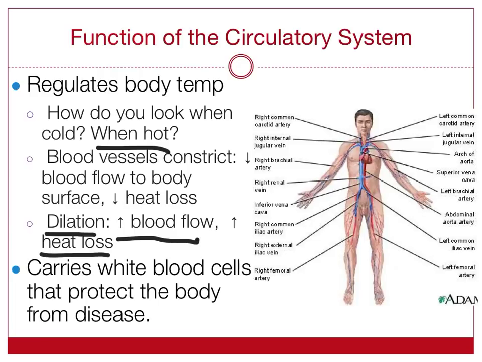Finally, a third function of the circulatory system is that it also carries white blood cells. White blood cells are a special type of cell that help to protect the body from disease, so it has a small immune function as well.